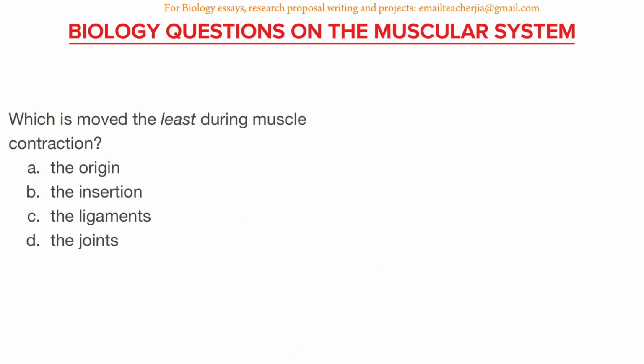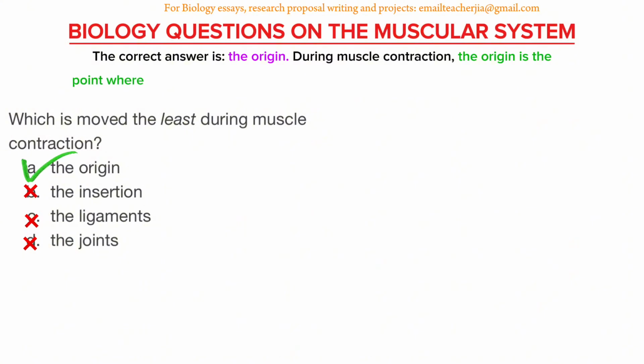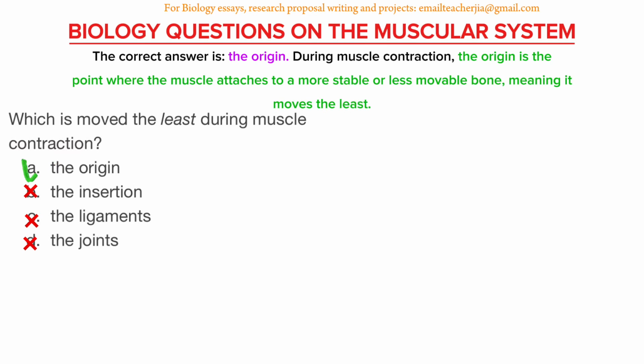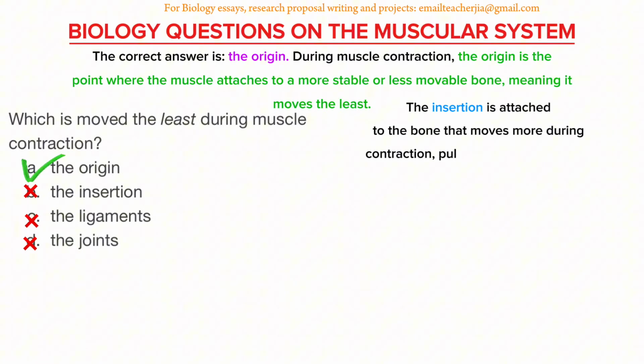Which is moved the least during muscle contraction? The origin, the insertion, the ligaments, the joints. The correct answer is the origin. During muscle contraction, the origin is the point where the muscle attaches to a more stable or less movable bone, meaning it moves the least. Choice B was the insertion. The insertion is attached to the bone that moves more during contraction, pulling towards the origin.